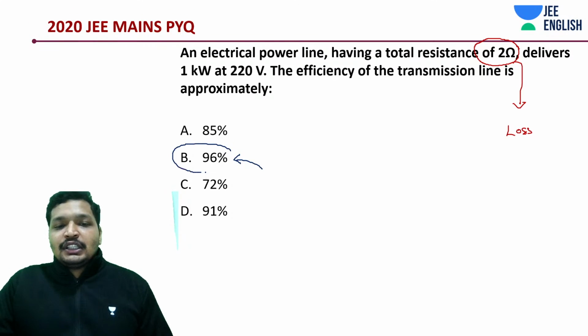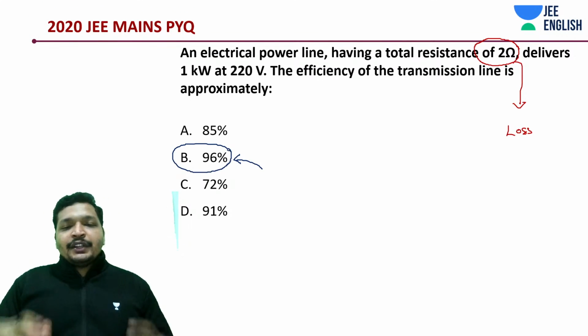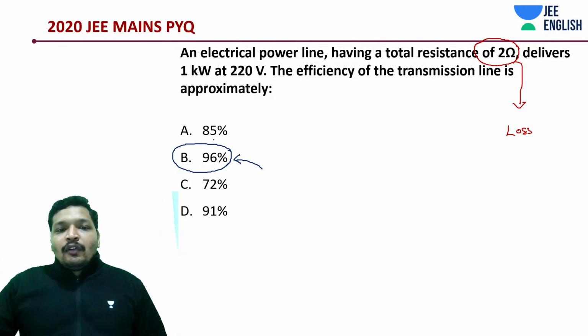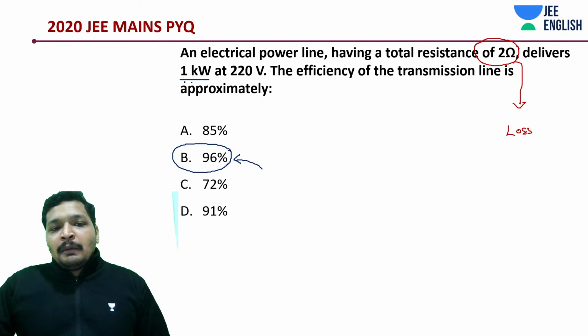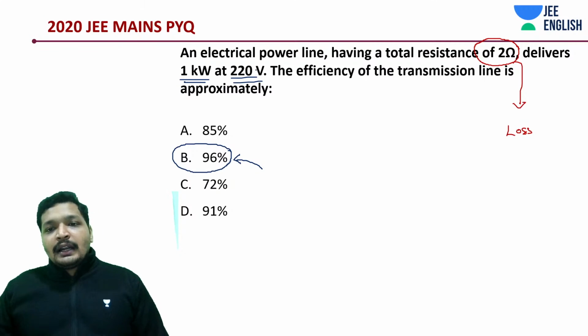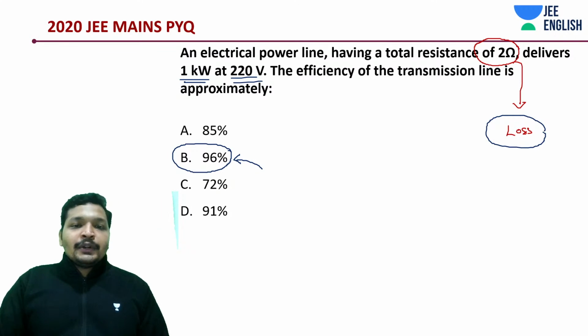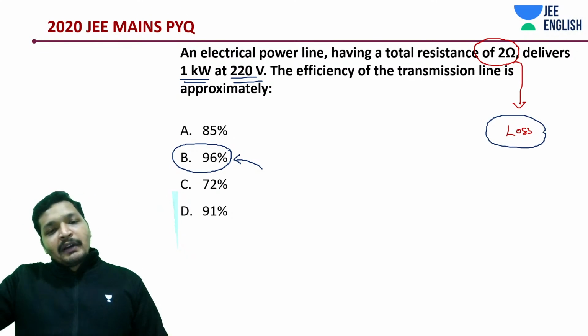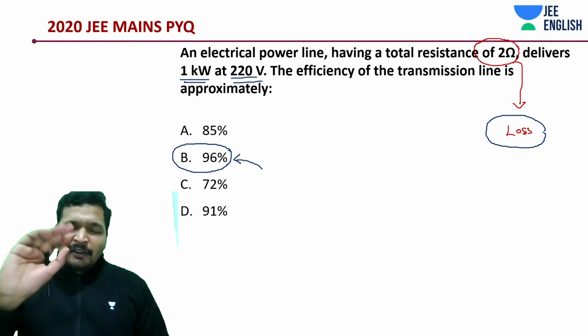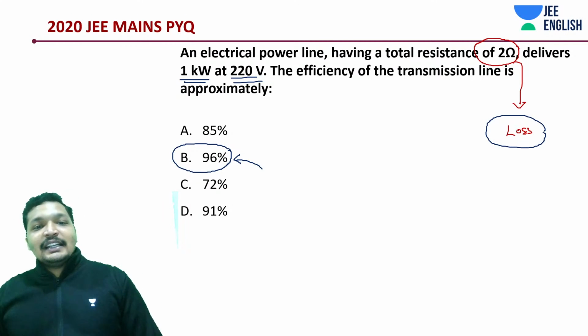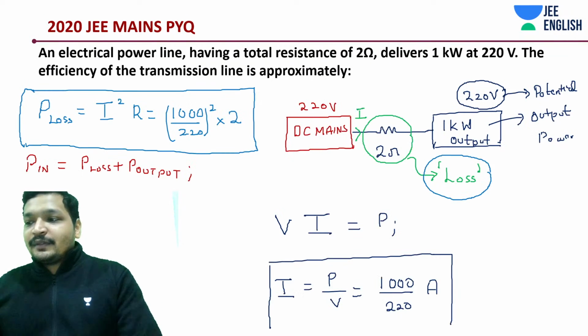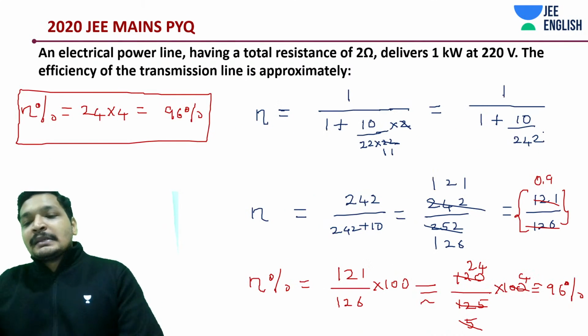96%. Very interesting question. Full power delivered at some potential, current. From the resistance, you will be getting the loss. Power loss plus power output is the total power delivered. Power output by power input is eta, efficiency. Simple.